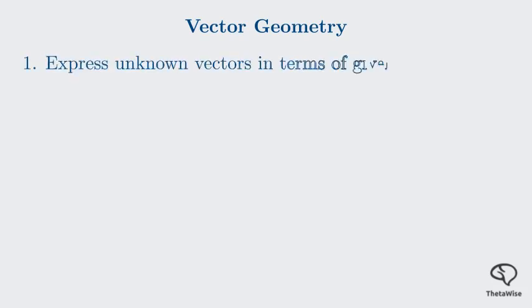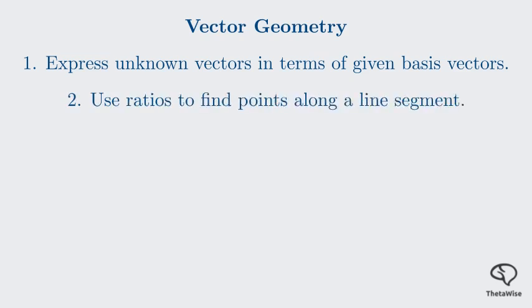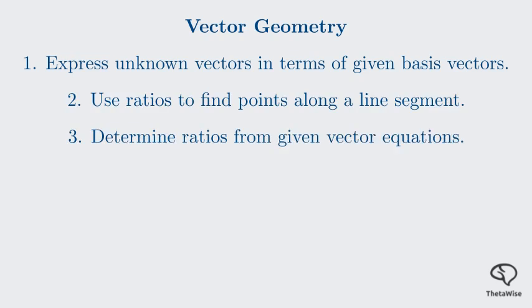First, we will express unknown vectors in terms of given basis vectors. Second, we will use ratios to find points along a line segment. And finally, we will determine ratios from given vector equations. By the end of this video, you will be able to navigate through complex diagrams by breaking them down into simple vector paths. We will work through 5 specific examples ranging from basic triangles to parallelograms. Let's dive into our first problem.